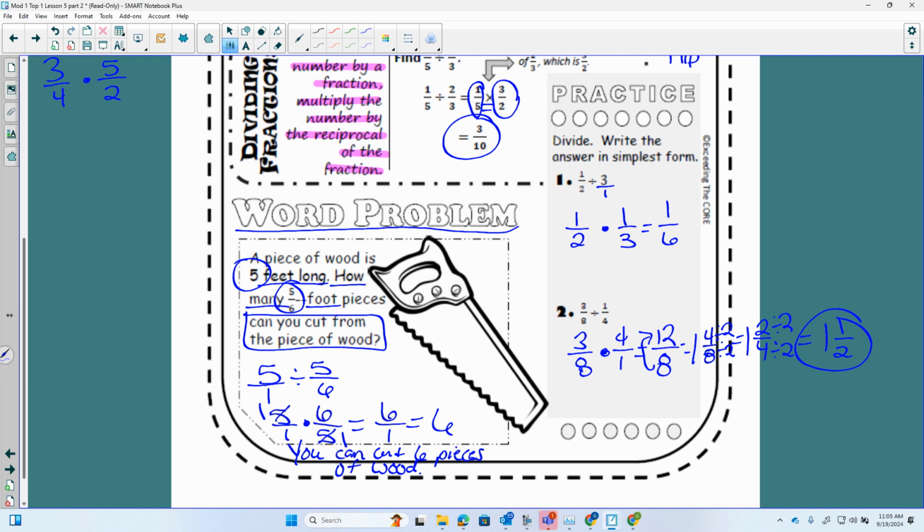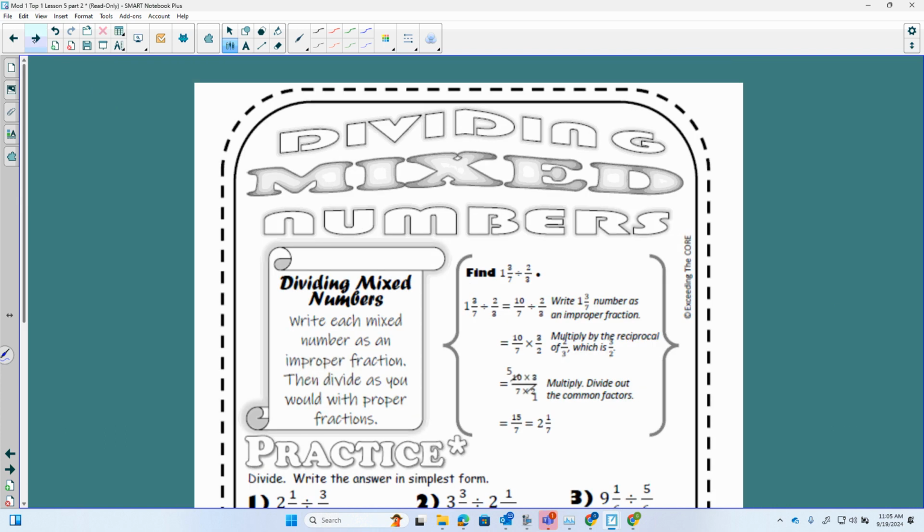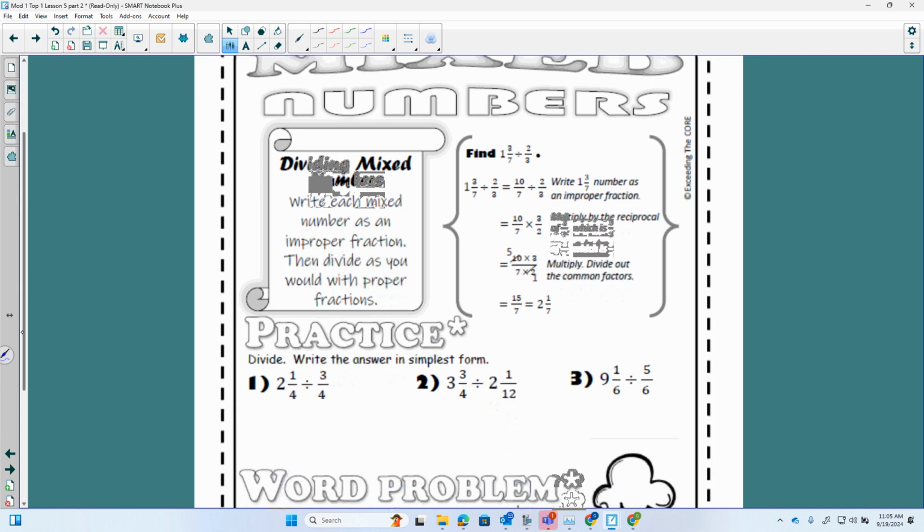All right, let's look at the next page. There is a slight difference when we get into the mixed numbers. Okay? So on our mixed numbers, there's really 2 major steps we need to do. I would add a 3rd step to it, but we use these 2. So again, your highlighters can be helpful.